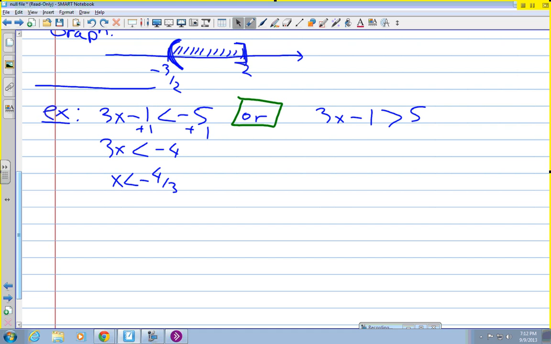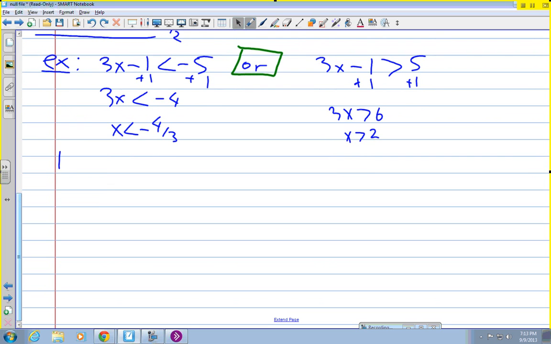While on the other side, add 1. Add 1. 3x is greater than 6. Divide by 3. x is greater than 2. So it's everything to the left of negative 4/3 and everything to the right of positive 2 with a big gap in between. So in order to take both of them, we connect the two sets with the union.